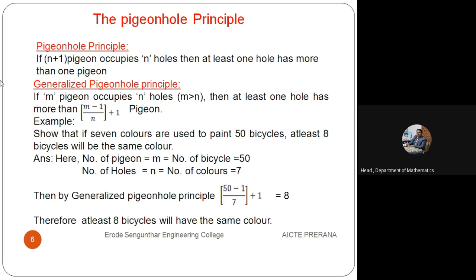Apply these values in the generalized pigeonhole principle, which is (m minus 1) by n, plus 1. Here m equals 50 and n equals 7. Therefore, (50 minus 1) by 7 plus 1 equals 8. Therefore, 8 bicycles will have the same color. In the pigeonhole principle, the number of pigeons is always greater than the number of pigeonholes.